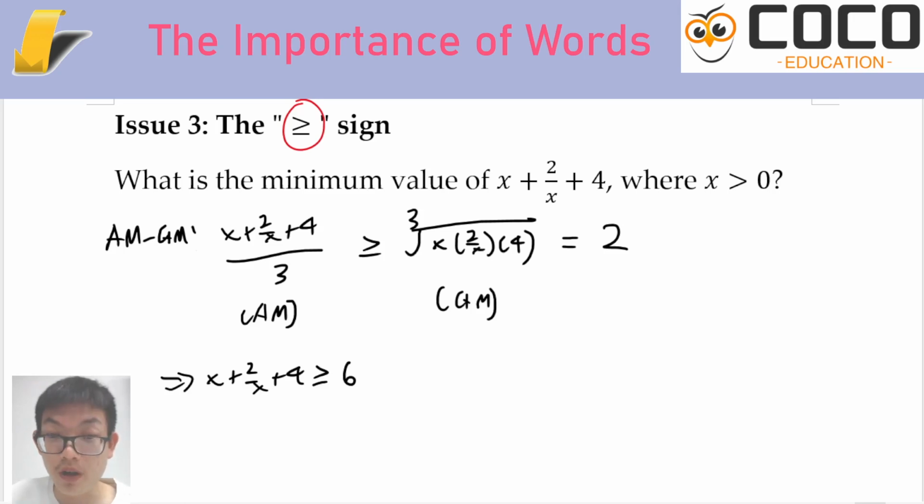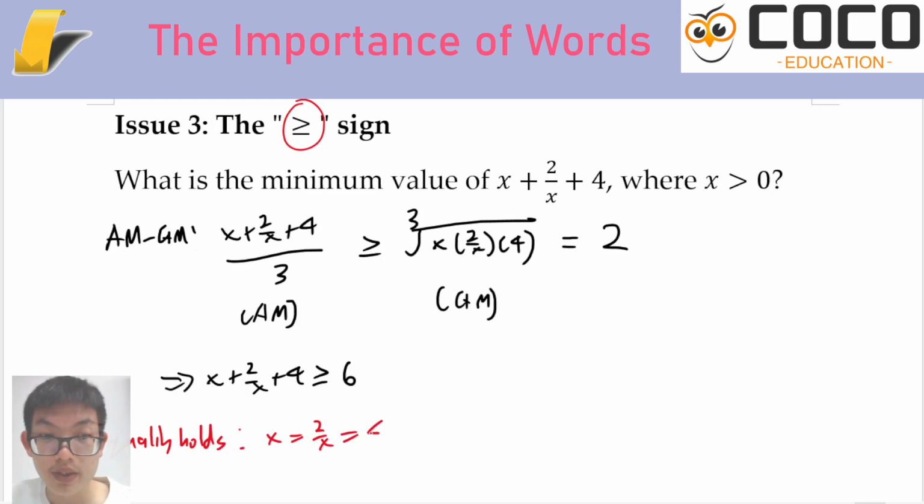Out comes that word again: greater than or equal to. Does the symbol here mean that it can be equal to 6? Now, you see, equality holds for AM-GM when these things are the same. Can that happen? Of course not, right? If x is 4, then 2 over x will not be 4.